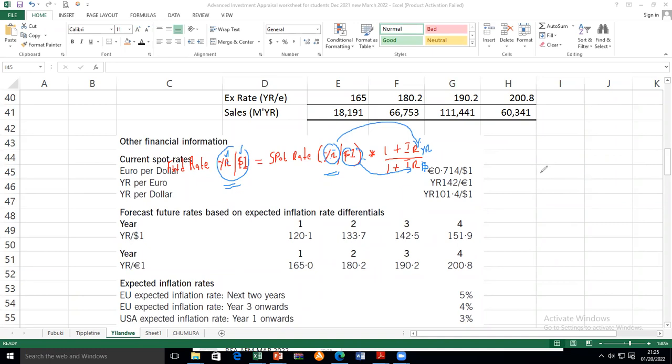you are going to take 101.4 multiplied by 1 plus the inflation rate on Y rand, over 1 plus the inflation rate in the USD.